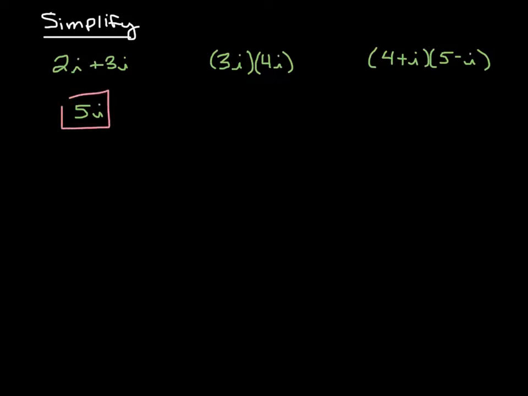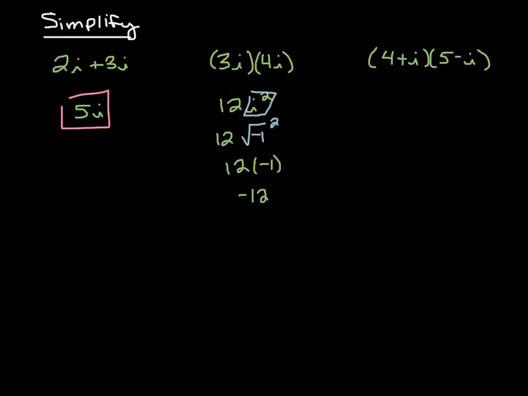Next one we have 3i times 4i. So 3 times 4 is 12. i times i is i squared. Now you might want to stop there, but we know that i squared can be simplified. Since i is the square root of -1, we know that i squared is just going to be -1.